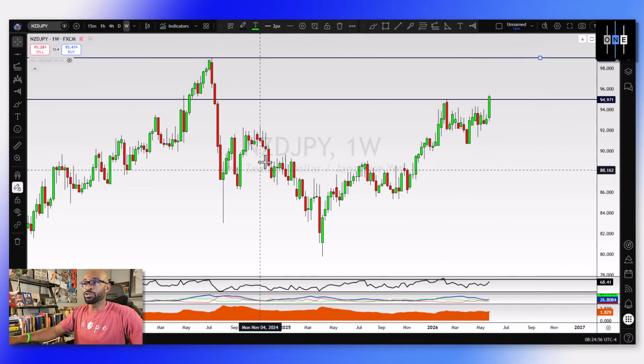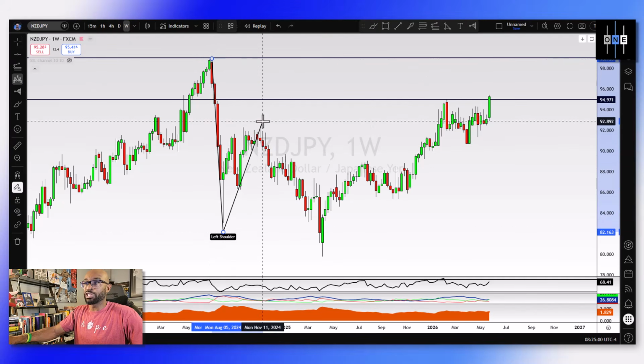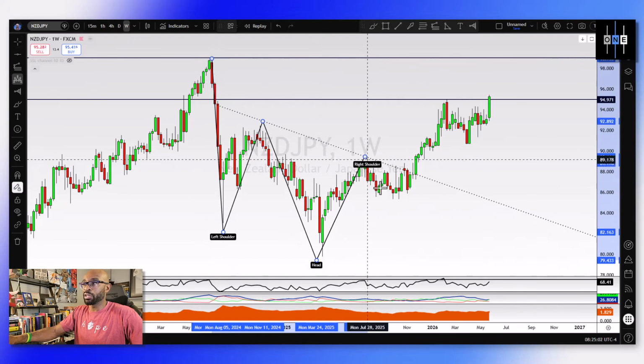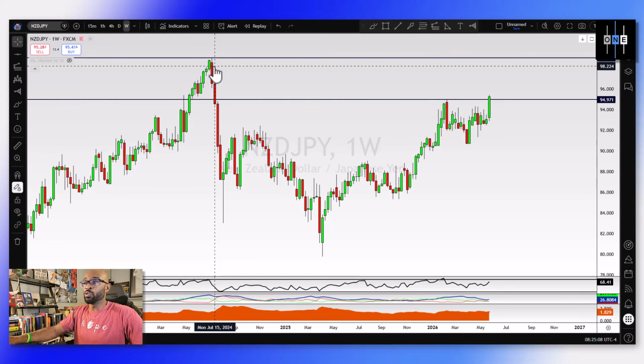It's another nice head and shoulders pattern, by the way. Sorry, I'm getting distracted, guys. I have trading shiny thing syndrome where I just see stuff all the time. Look at that. Beautiful.